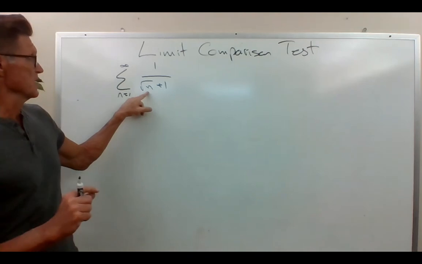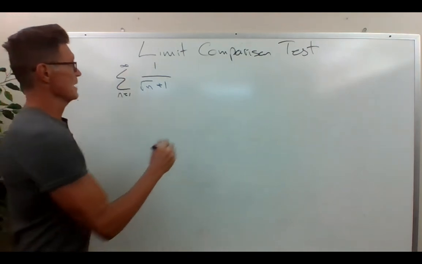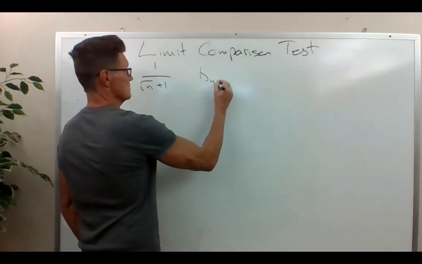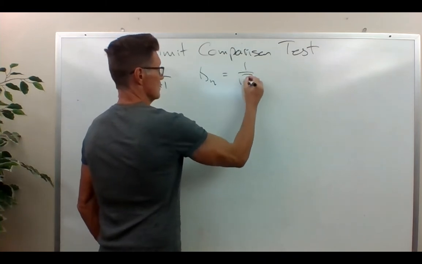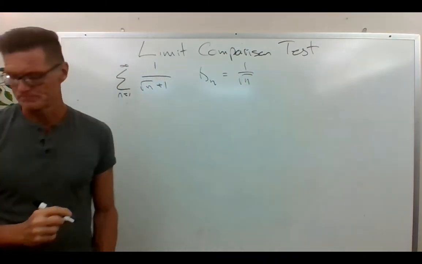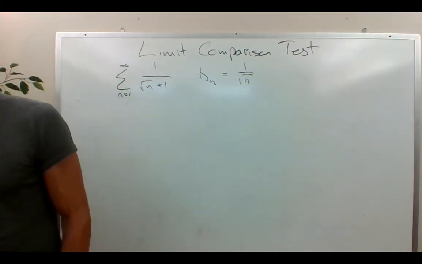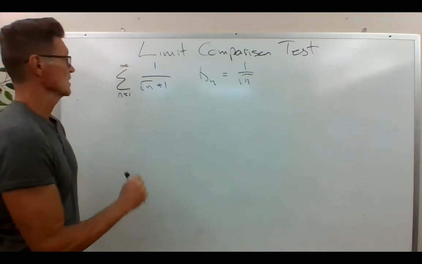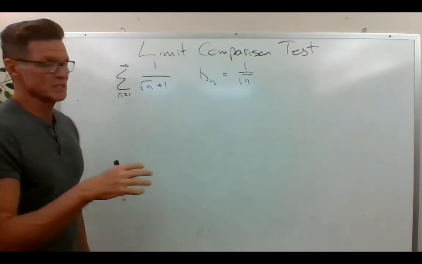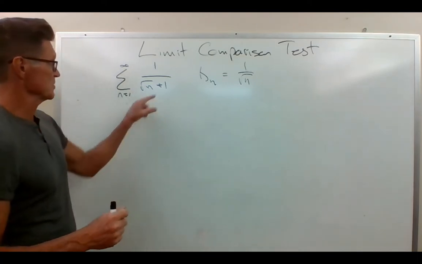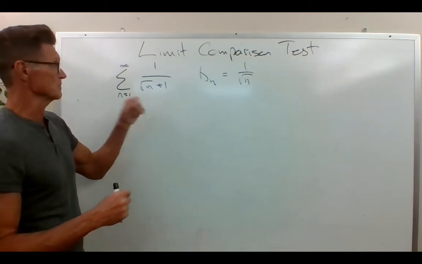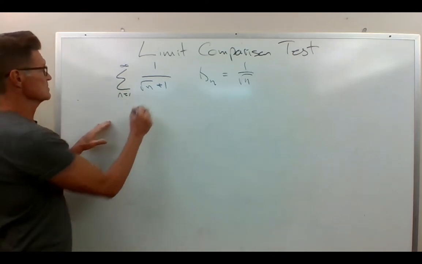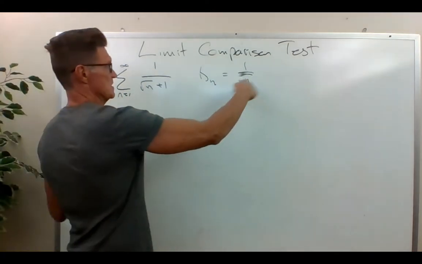So because of that, I'm going to compare it to b sub n equal to 1 over the square root of n. That is going to be my comparison series. Everything else is basically not important, especially in the denominator. That 1 is not important. So this then becomes my a sub n, and this is my b sub n.